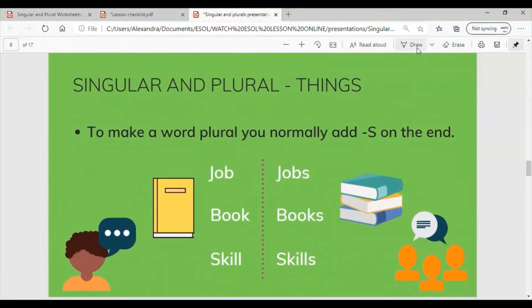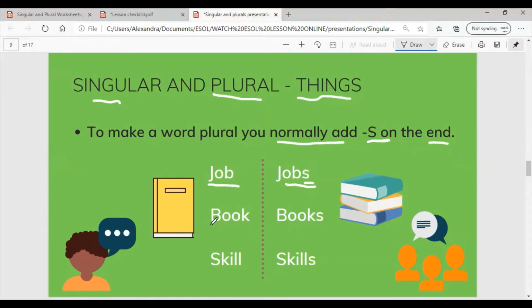Okay, so now we've looked at people, animals and places. We're now going to look at things. And commonly, when you turn something from the singular into the plural, you would normally just add S onto the end of the root word. So we're not taking off any letters, we're just adding S on the end. So here we have the example of job. There's one job, you might see a job advert, but a company may have many jobs advertised. So this S on the end tells us that there's more than one. Singular is job, plural is jobs with the S on the end.